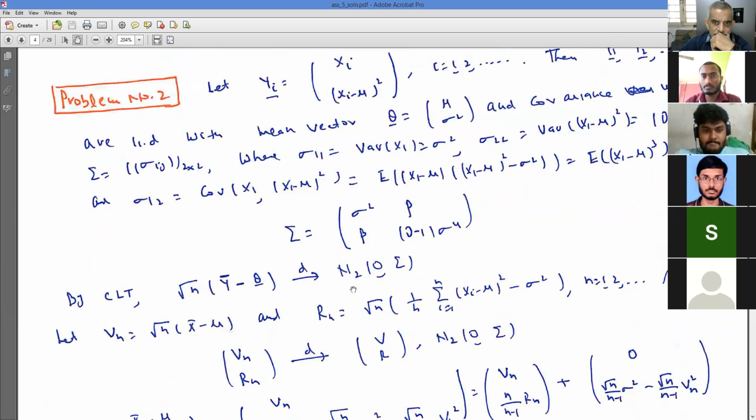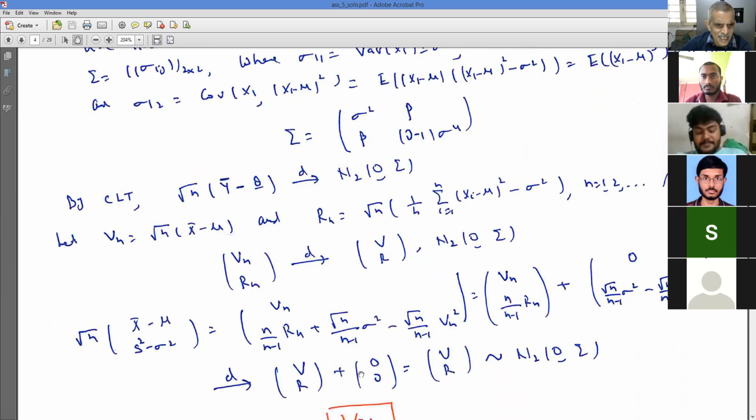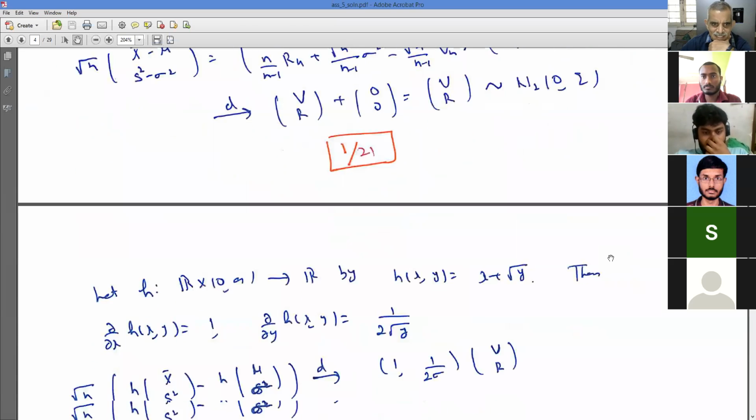So root n (y bar minus theta) goes in distribution to normal 0, sigma, where sigma is this, where beta is the skewness. So I now apply Vn as x bar n minus mu and Rn as root n upon n summation (xi minus mu) whole square minus sigma square. So Vn upon Rn goes in distribution to this. The usual technique, right? I convert x bar minus mu and s square minus sigma square into that, and then you get this. Is that okay? Yes, sir.